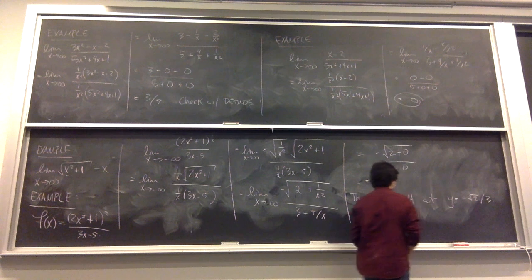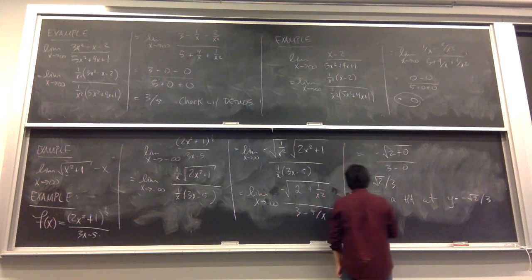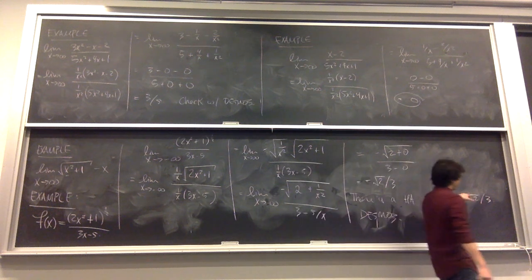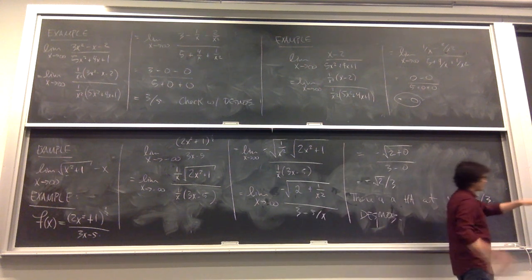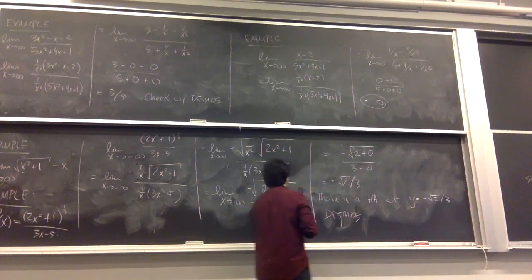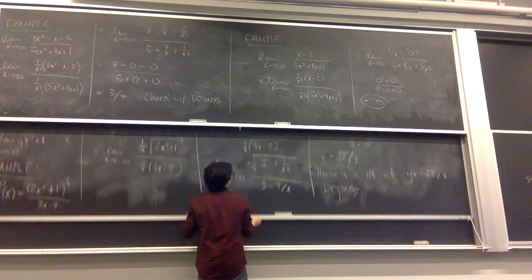So again, confirm with Desmos, use your computer. Okay? So here's one of the horizontal asymptotes. It's at minus root 2 over 3. There's going to be another horizontal asymptote at positive root 2 over 3, and the vertical asymptote at x equals 3/5. So you should work that one out.